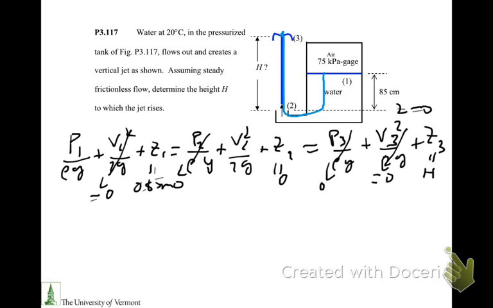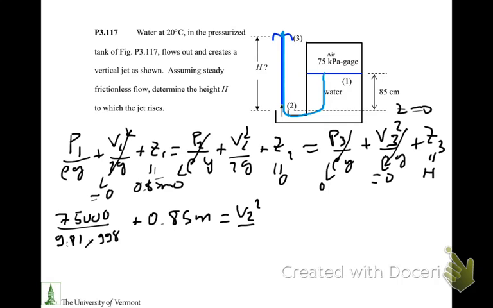So in short, here we have 75,000 divided by 9.81, that's gravity, times 998, that's the density of water, plus 0.85 meter is equal to V2 square over 2g, is equal to H. This first term is equal to 7.6 meter plus 0.85 meter, so that's equal to 8.45 meter, which is equal to H.